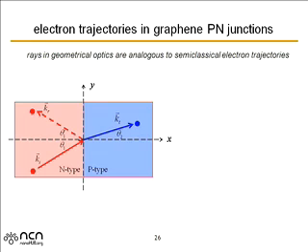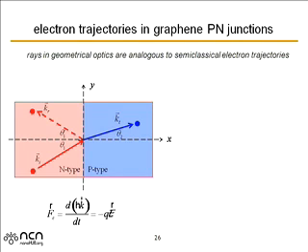Same kind of situation. We have an electron with an incident wave vector coming in at an angle theta 1. It can reflect at an angle theta 1 prime, or it can transmit at an angle theta 2. These trajectories are semi-classical trajectories, so they follow the semi-classical law: force is dp/dt, and the force is minus q times the electric field.